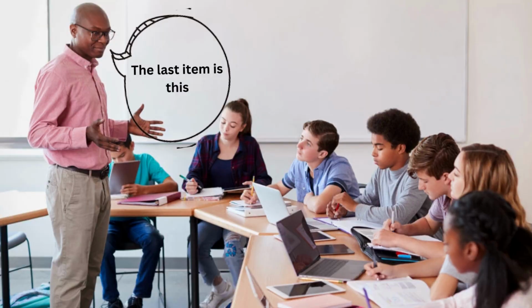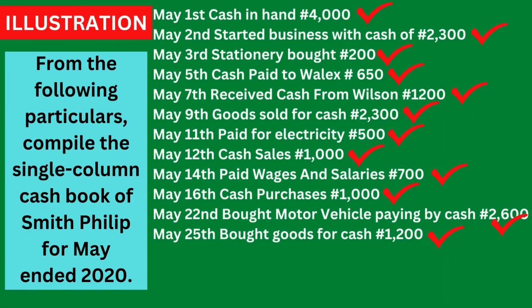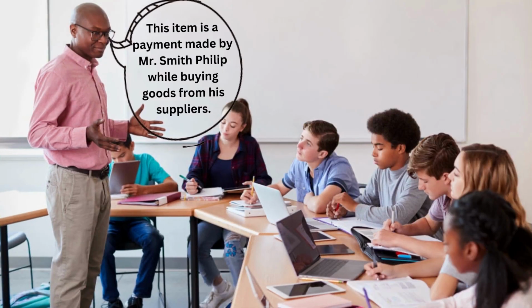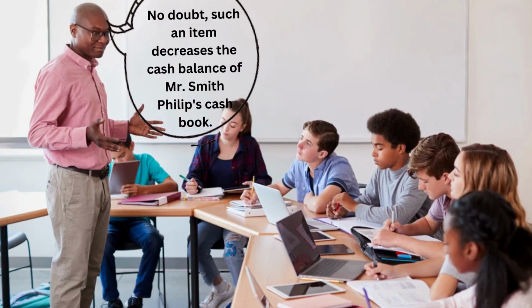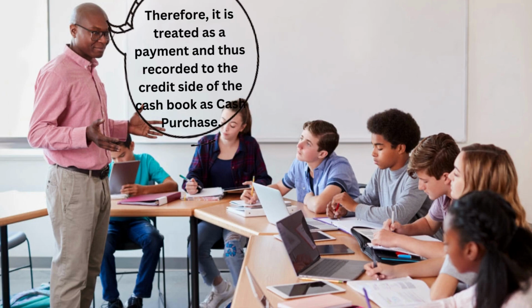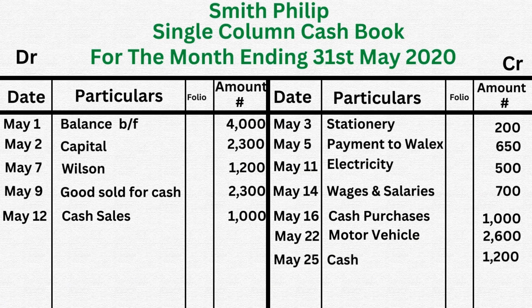The last item is this. May 25th. Bought goods for cash, 1,200 naira. This item is a payment made by Mr. Smith Philip while buying goods from his suppliers. No doubt, such an item decreases the cash balance of Mr. Smith Philip's cash book. Therefore, it is treated as a payment and thus recorded to the credit side of the cash book as cash purchases. I thereby enter it on the credit side of the cash book.